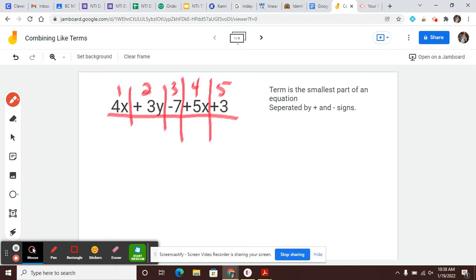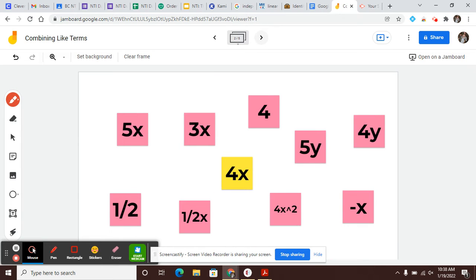The next part is we're going to talk about what like terms are. Like terms have the same variable to the same power.